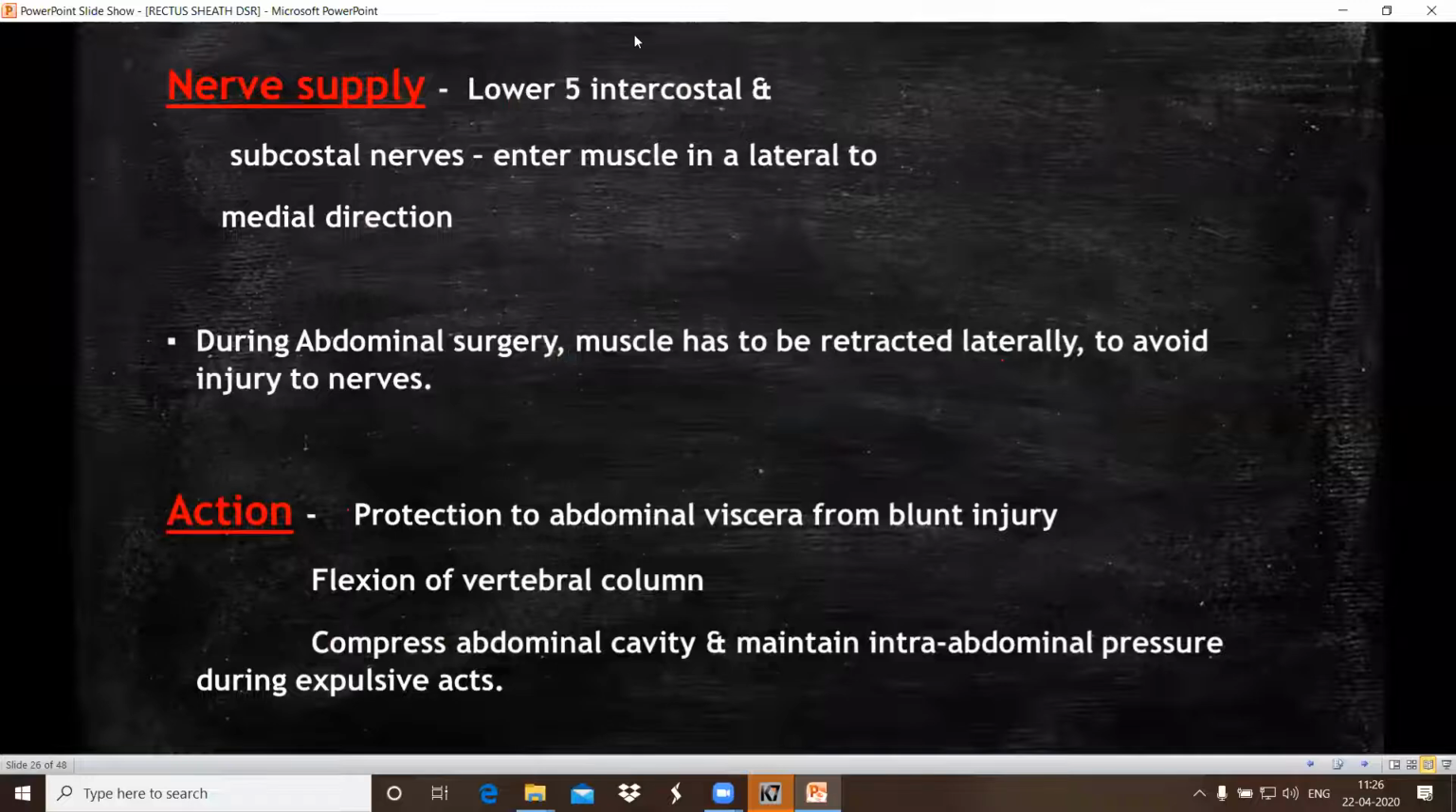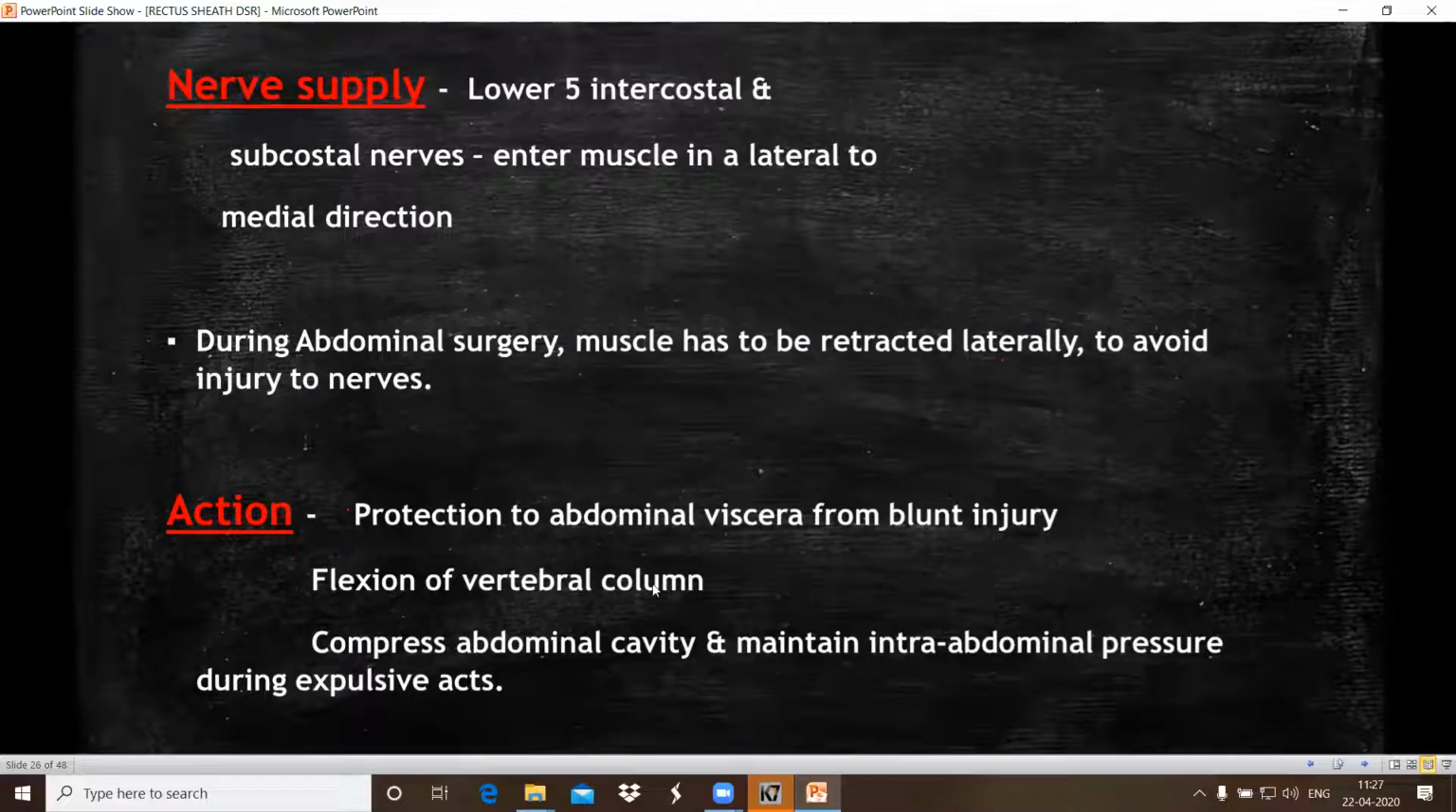So what is the nerve supply? I already told you that at the linea semilunaris, the lower six thoracic nerves enter into the rectus sheath. So these intercostal nerves supply the rectus abdominis. They run from lateral to medial. So the nerves enter from lateral to medial. That's why during surgeries, we retract the muscle from medial to lateral to avoid injury to the nerves and prevent rectus abdominis paralysis.